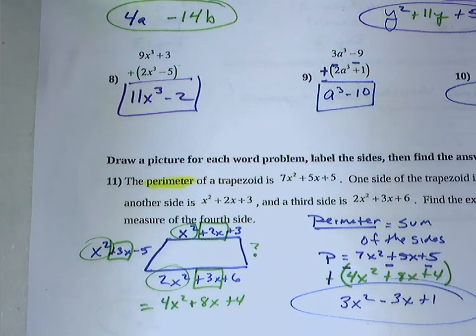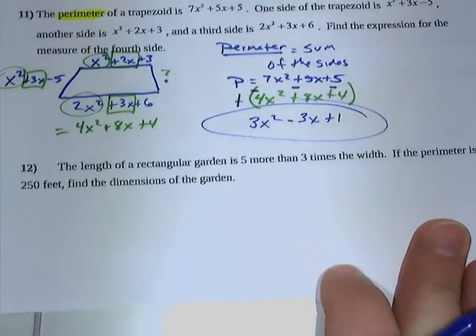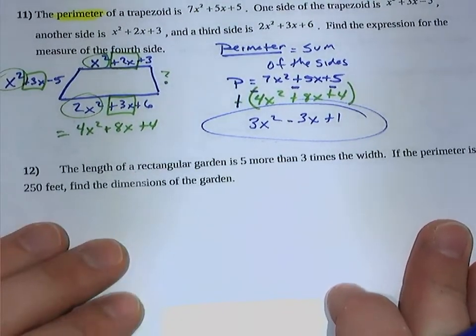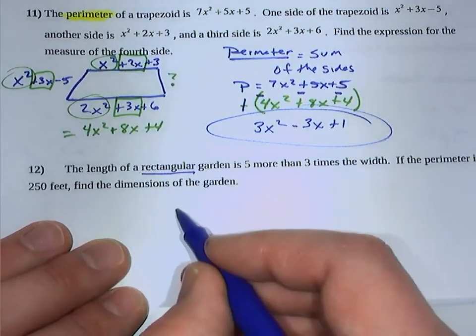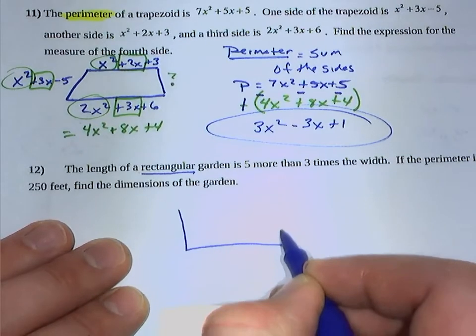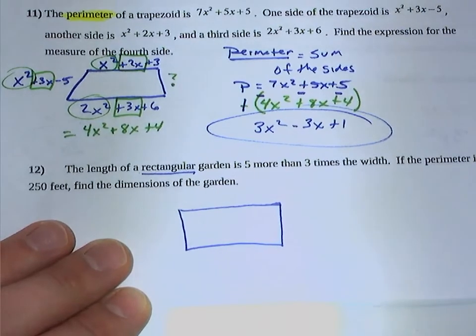Guys good? Questions? You want to do the last one here? Add a little geometry, a little algebra, a little mixed together, a little synergy. As I take a look at number 12, it says the length of a rectangle garden. Rectangle, that's the key right there. Draw a rectangle. I'm a big fan of drawing what I'm talking about. So I got my rectangle.